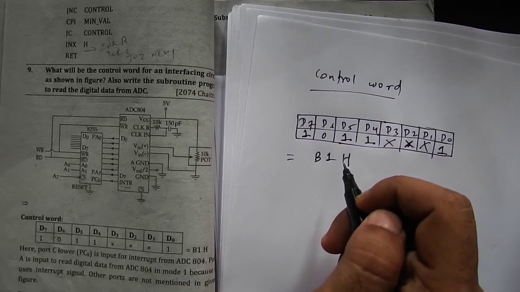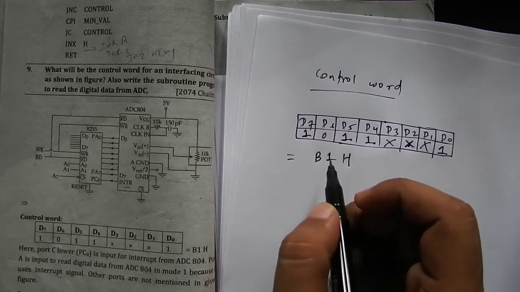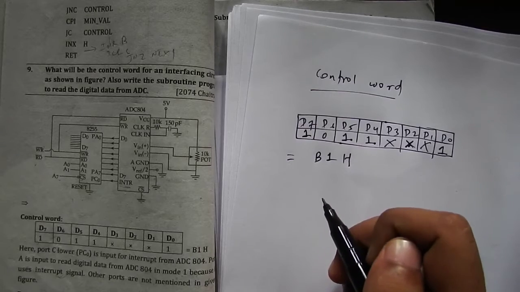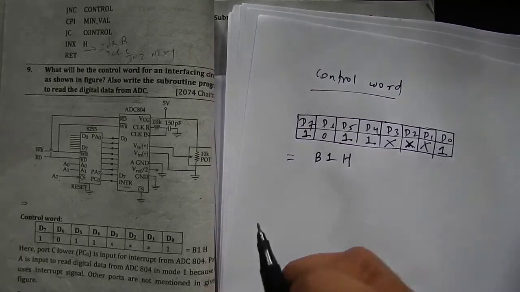Okay, and if you still have any confusion about how to write control word, then you can watch my last video, because in that video I have explained how to write control word, and you can find that video on the top right corner of your screen, so go ahead and watch that.